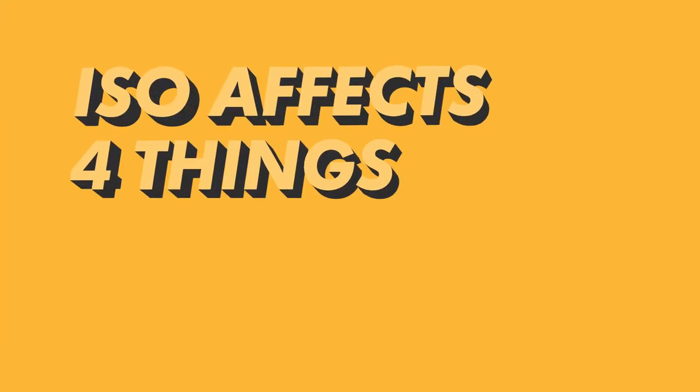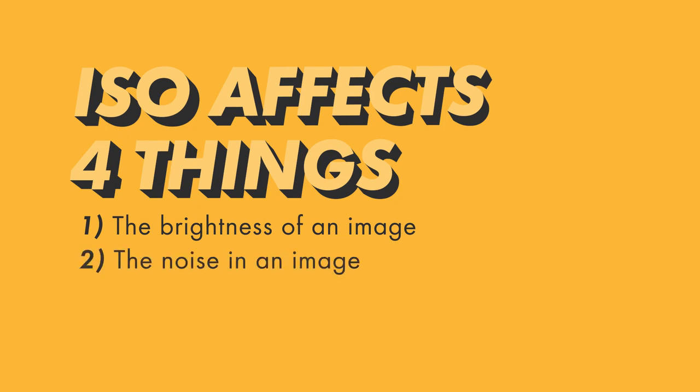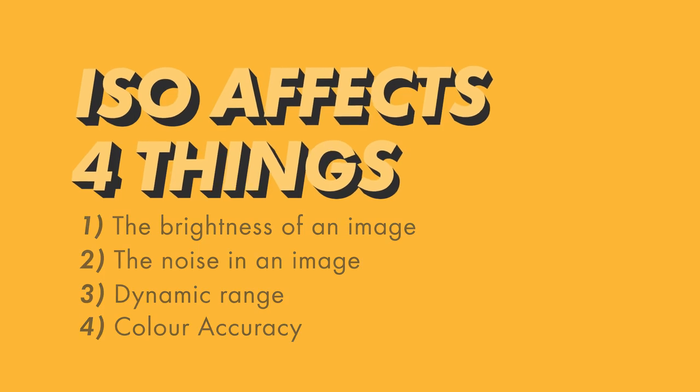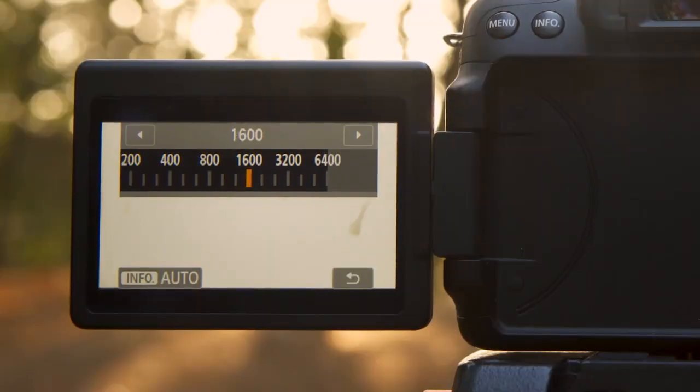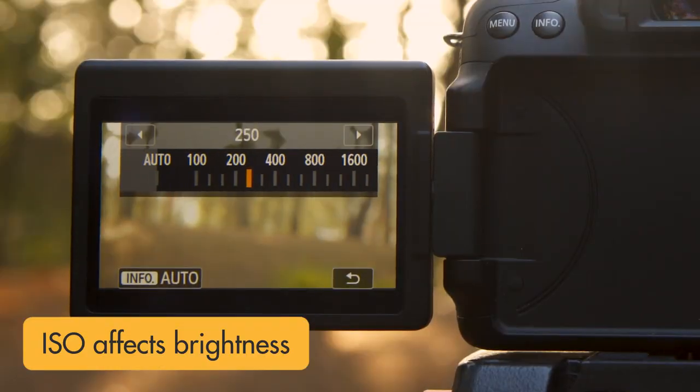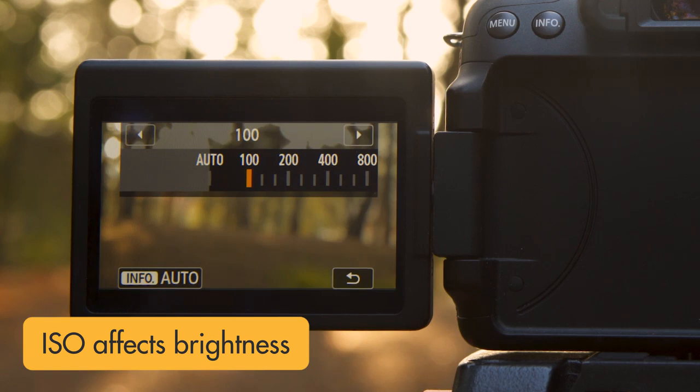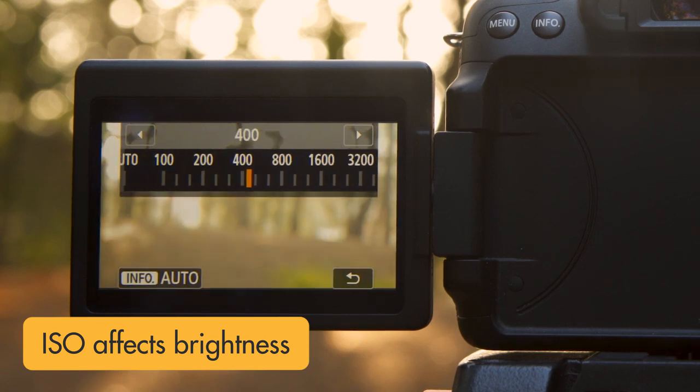ISO on digital cameras affects 4 things: the brightness of an exposed image, the noise in an image, dynamic range, and color accuracy. The lower the ISO, the darker an exposed image will be. The higher the ISO, the brighter an exposed image will be.